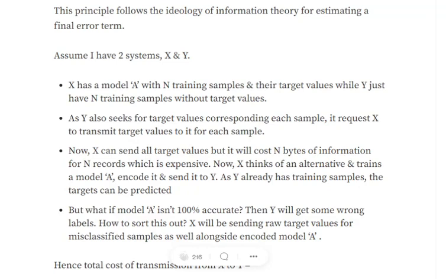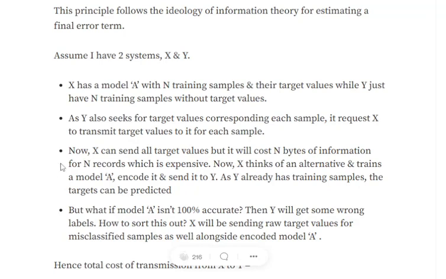So what we're trying to do is that system X wishes to send system Y the target values for the training data set. Sending them in a raw format would cost n bytes. So it trains a model XYZ and sends the model XYZ to Y, so that as Y has the training data set available, it can predict labels for the training data set and eventually have the labels. But as XYZ can be erroneous as well, Y might get some wrong labels.